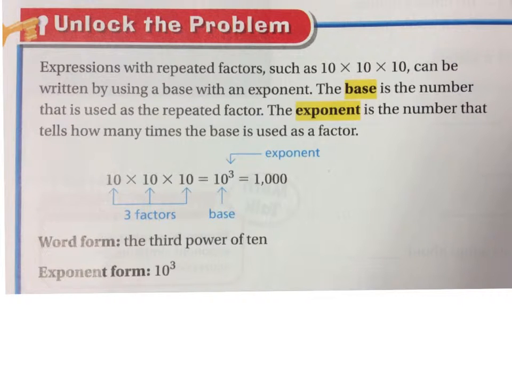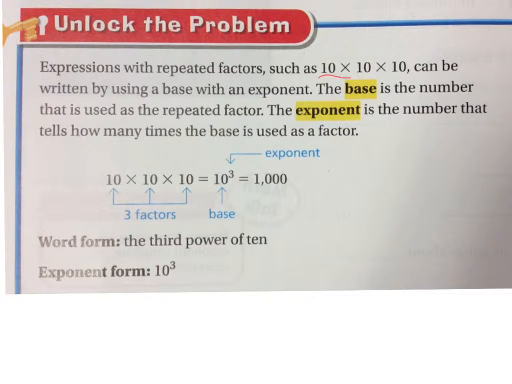So it says, expressions with repeated factors, such as 10 times 10 times 10, can be written by using a base with an exponent. Okay? The base is the number that is used as the repeated factor, and the exponent is the number that tells you how many times the base is used as a factor. So let's look at this problem.